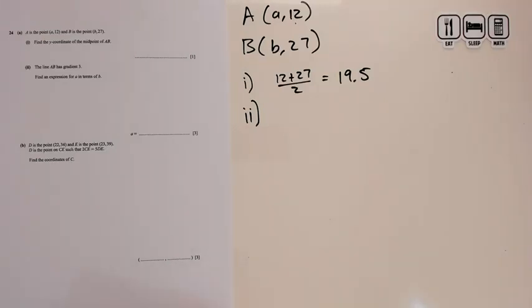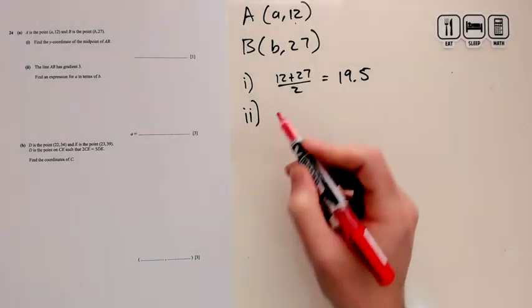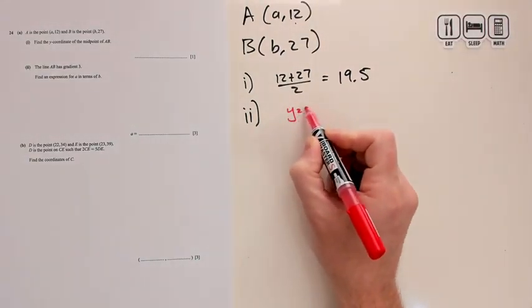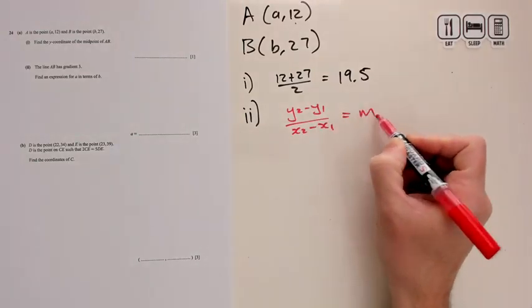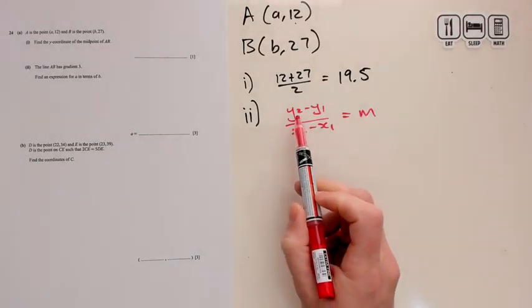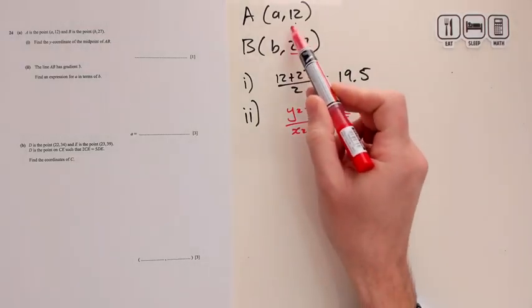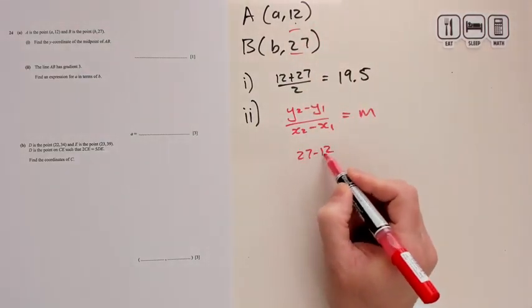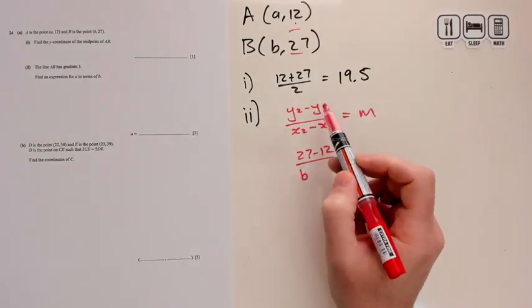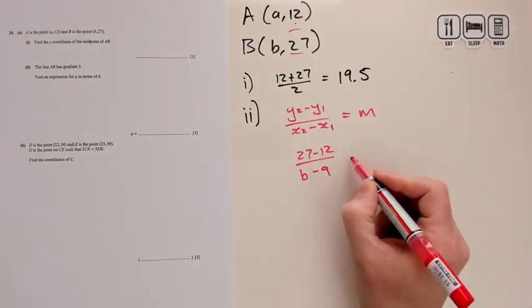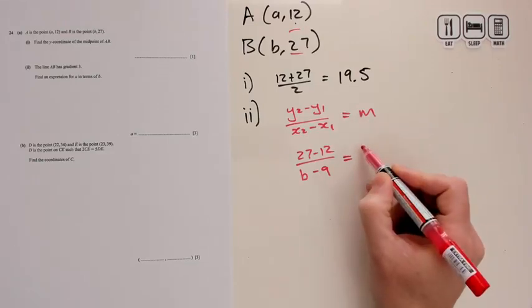The line AB has a gradient of 3. Find an expression for A in terms of B. So if I think about gradients, I know I can use y2 minus y1 over x2 minus x1. That would give me the gradient of a line. The y2 minus y1 I should be able to put in, so that's 27 minus 12. The x2 is, in this case, B, and the x1 is going to be A, and the gradient they told me is 3.